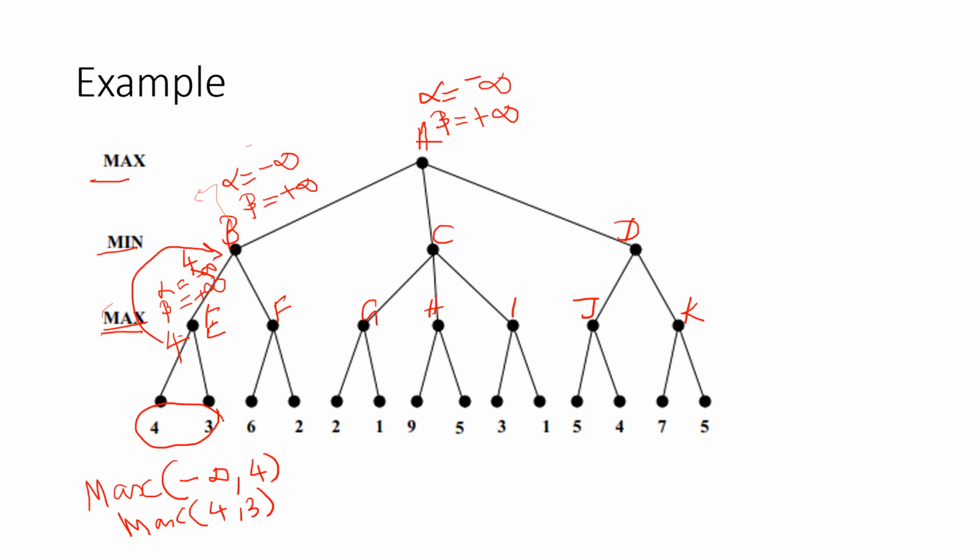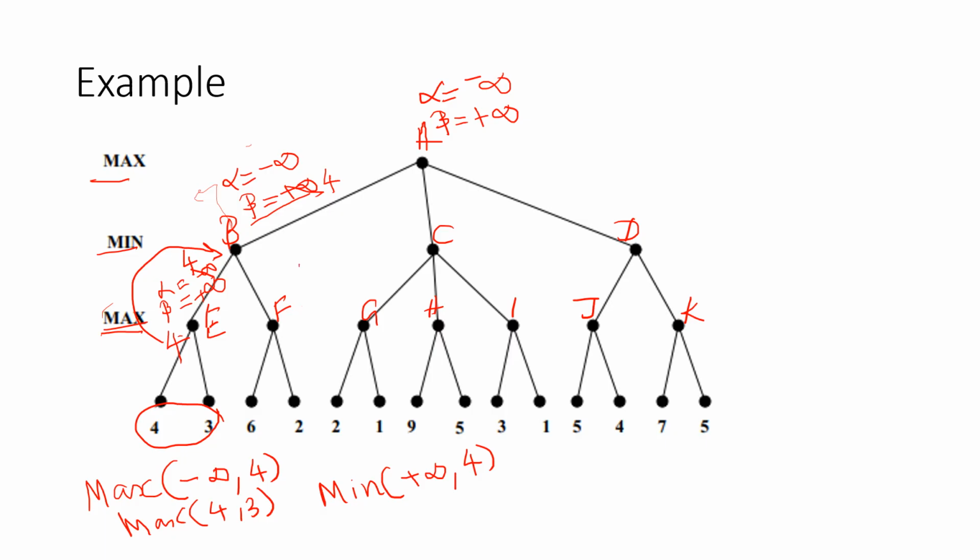So node B is a min node, so it will update beta. It will compare beta and 4. Because this is a min node, it will find the minimum of plus infinity, that is the beta value, and the min max value 4. Which one is minimum? 4 is minimum, so it will update it to 4. So now at node B, alpha value is minus infinity and beta value will be 4. So it will go downwards.